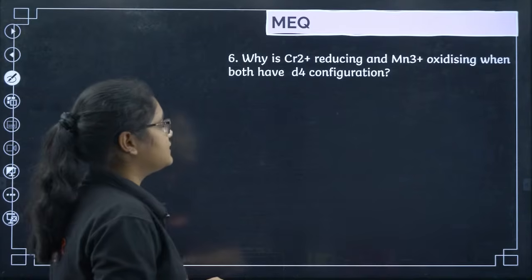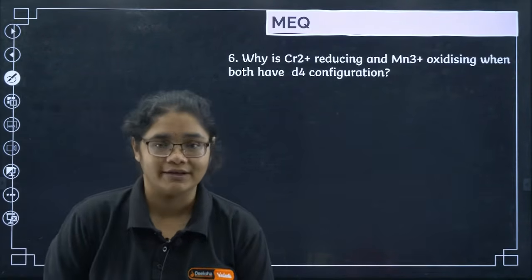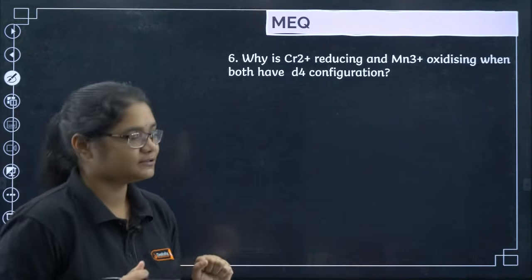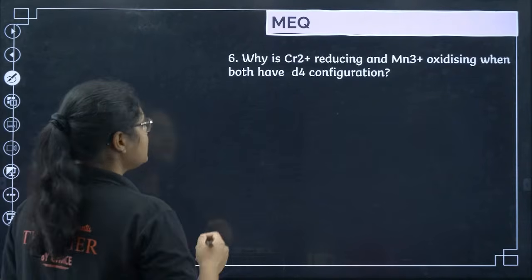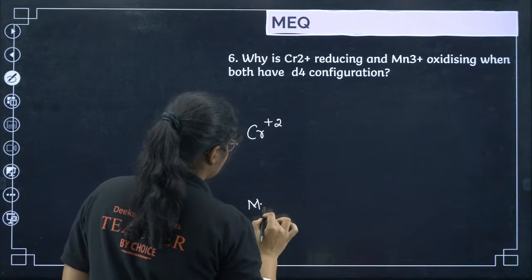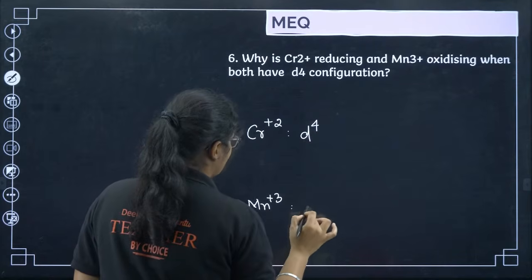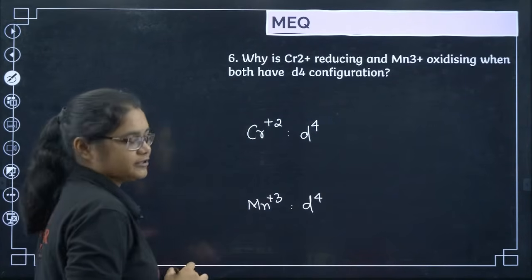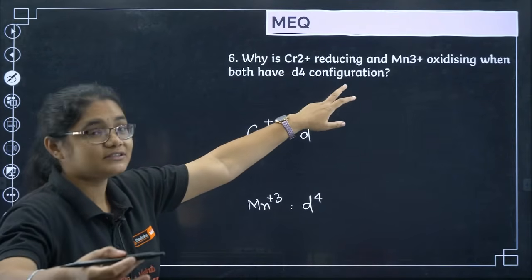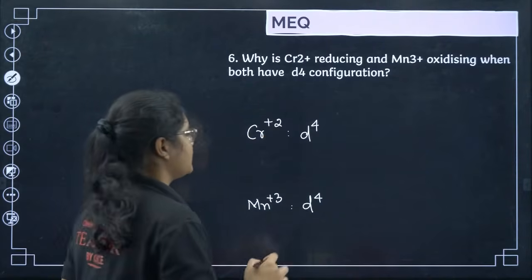Next, why is Cr2+ reducing and Mn3+ oxidizing when both have d4 configuration? First I will explain this one, please understand, then you can write it in your own words. Let us see Cr2+ and Mn3+. The question says that Cr2+ has d4 configuration, and Mn3+ also has d4 configuration. Now Cr2+ is reducing in nature, meaning it reduces others. Then what will it undergo? If it is reducing others, itself it will undergo oxidation.